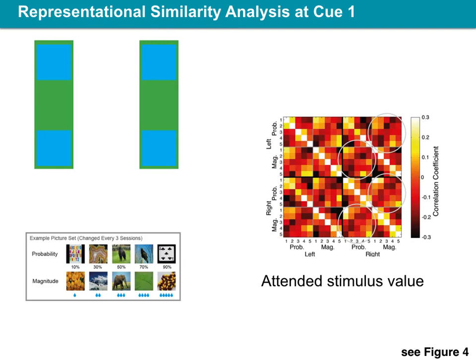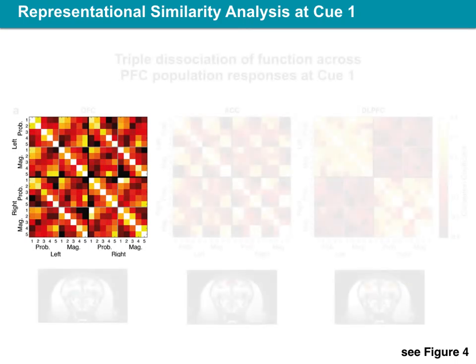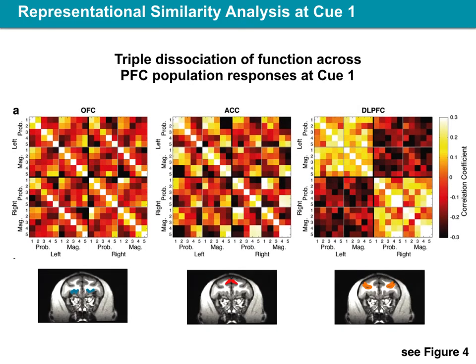Okay, so methodological details aside, the 2 features that we've seen pop out in this RSA matrix are the attended stimulus identity, the off-diagonals, and the attended stimulus value. And that's in orbitofrontal cortex. But what about the other regions that we recorded from in the task? Well, if we repeat the same analysis for both the anterior cingulate cortex and the lateral prefrontal cortex, we see a very different set of responses.